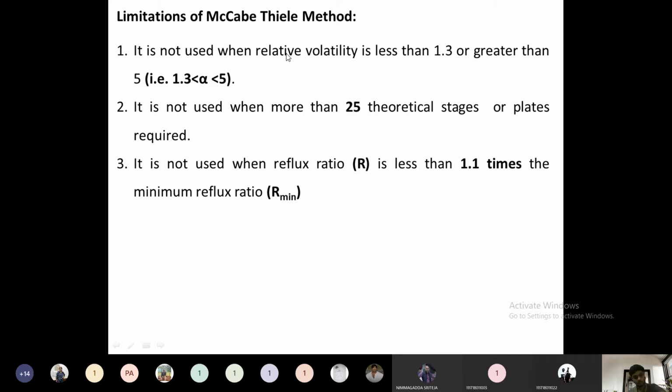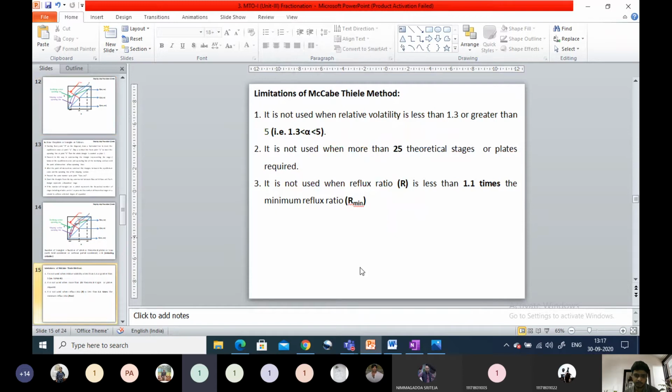Okay, we will try to solve one problem. If you have any doubts, you can ask me. Otherwise, we will try to solve the problem. Anybody? Sir, we will go for problems, sir. Okay, so that we can understand.